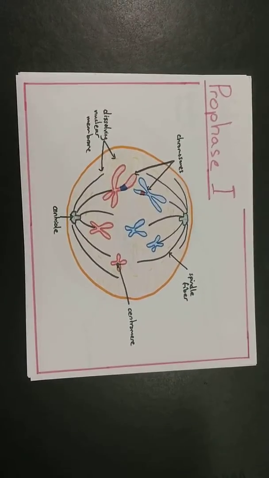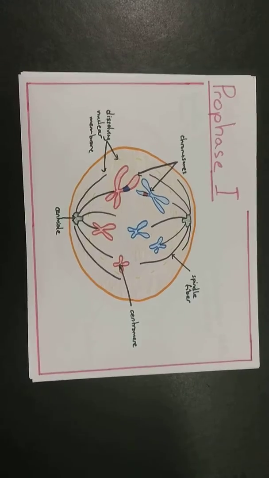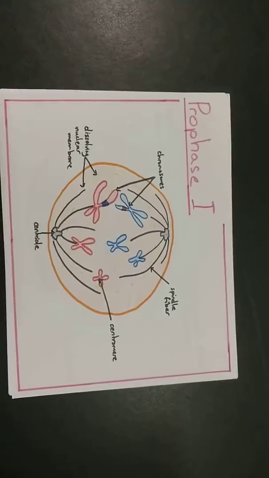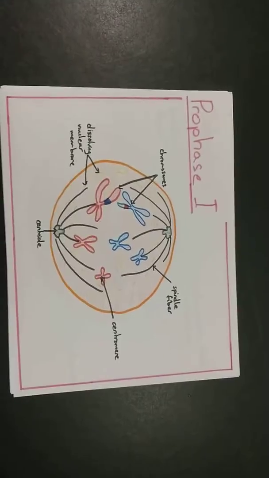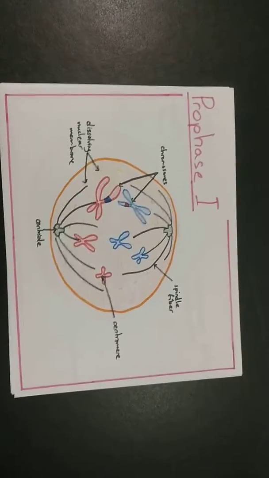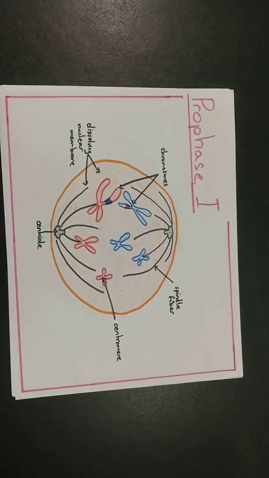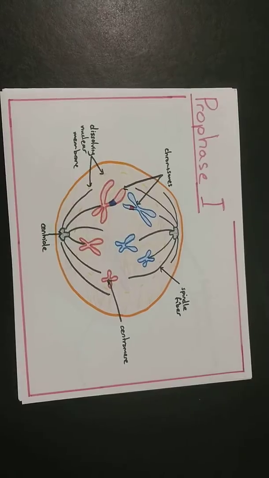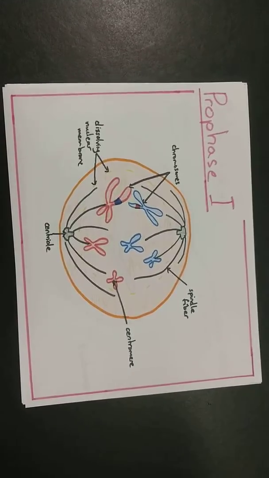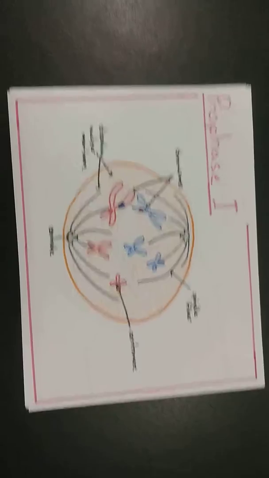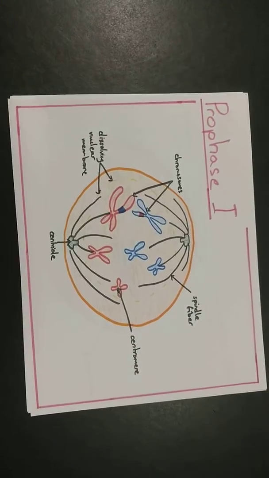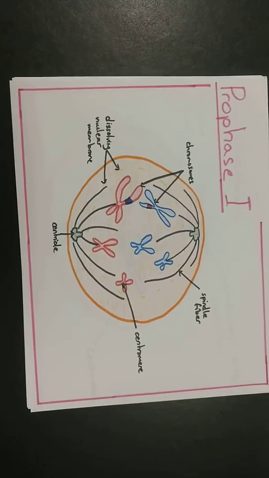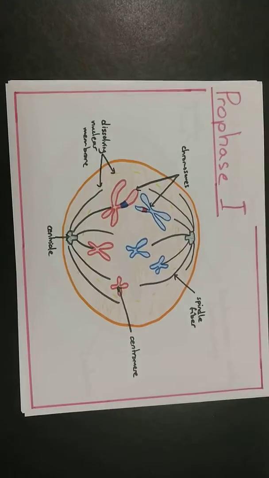So once these homologous chromosomes have paired up, crossing over occurs. And crossing over is when 2 chromosomes exchange alleles for the same gene. The point at which this occurs is called the chiasma. All the spindle fibers start growing towards the chromosomes, and the nuclear membrane starts to dissolve.